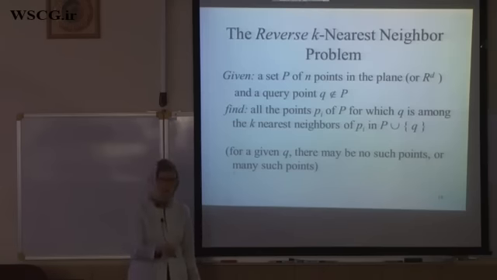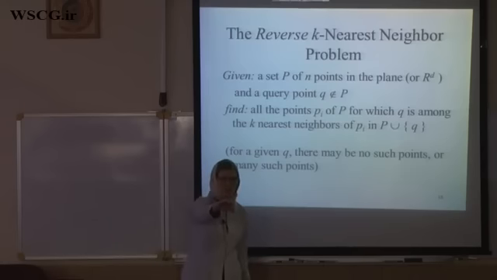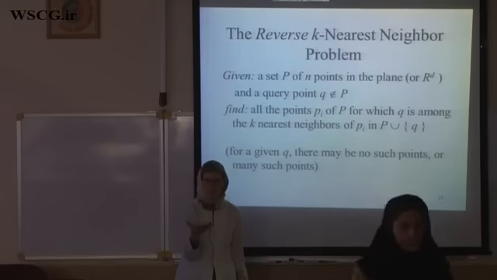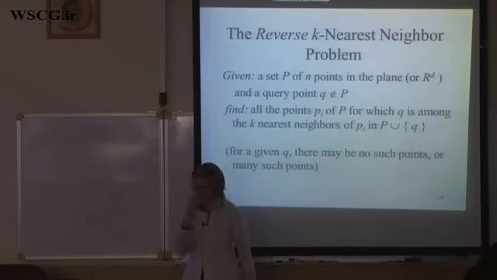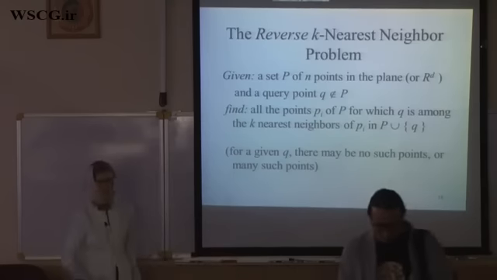So this query point might not be anybody's closest neighbor. If it lands way outside where everybody else is, it's not anybody's closest neighbor. It might not even be anybody's 3rd closest neighbor. But if I'm in the middle somewhere, I might be the 3rd closest neighbor of several people. That's the reverse k nearest neighbor. I think it's an interesting question.